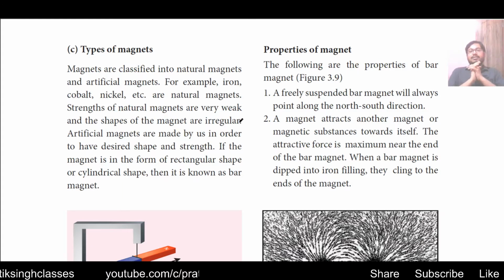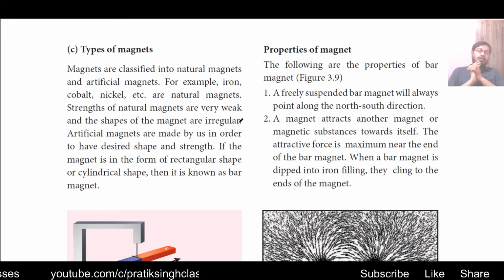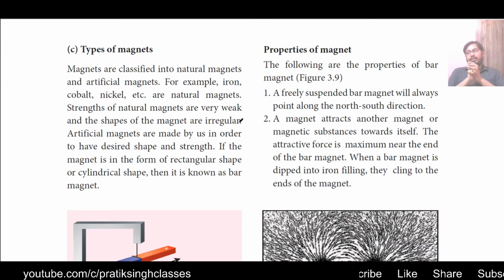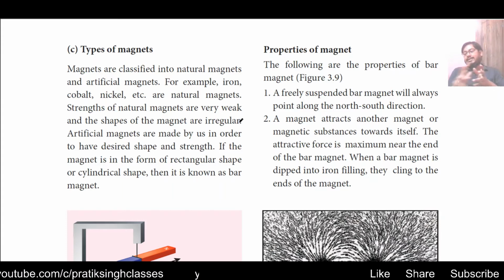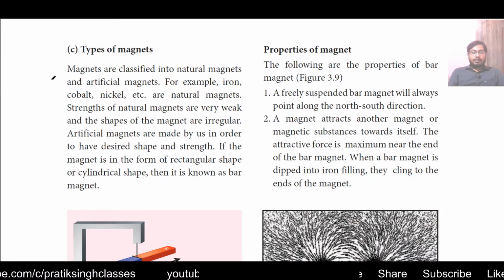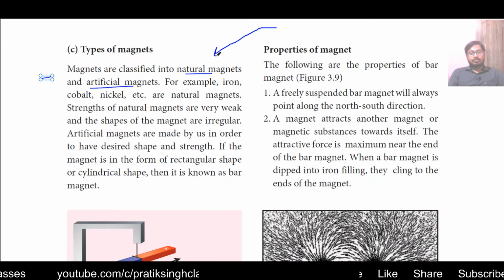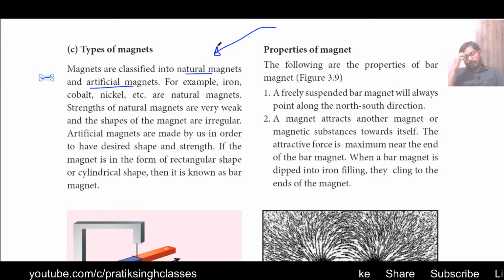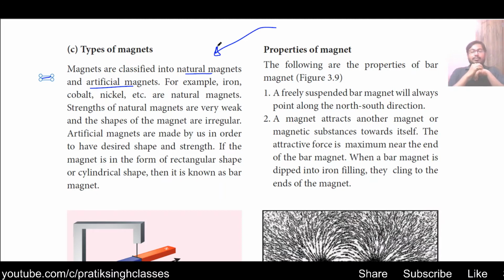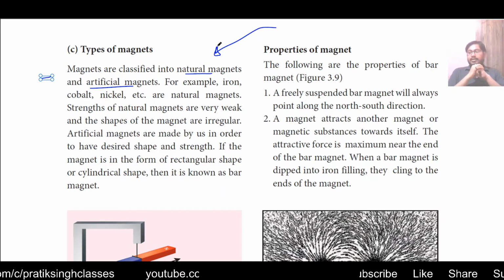What really is the meaning of bar magnet? Whether it is a cuboid, cube, or a long cylindrical shape, what is it really? Magnets are classified into natural magnets and artificial magnets. Natural magnets are those magnets, as the name suggests, we get from nature, from the mines. And artificial magnets are those magnets which we make in a laboratory under certain conditions.